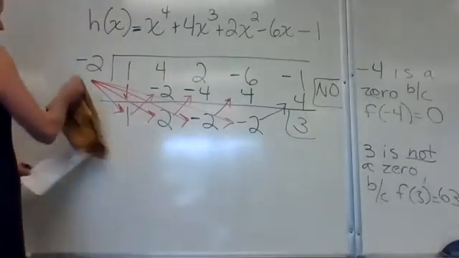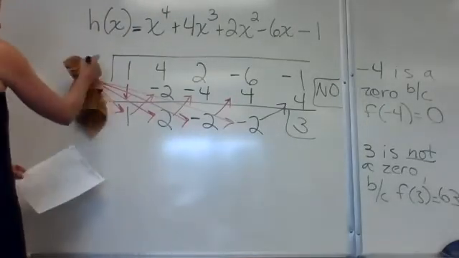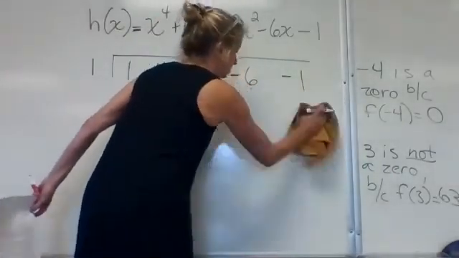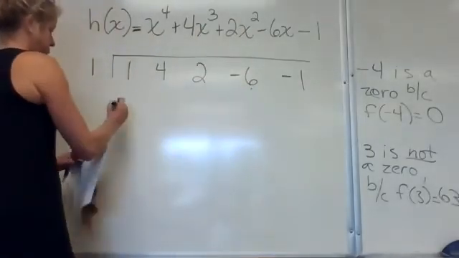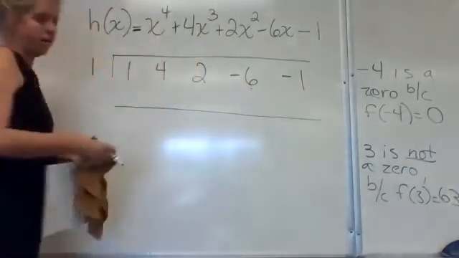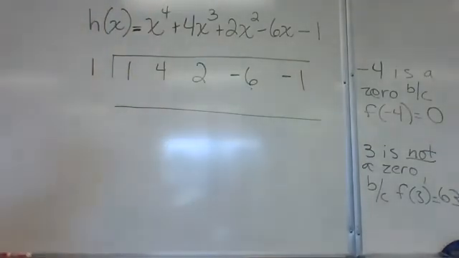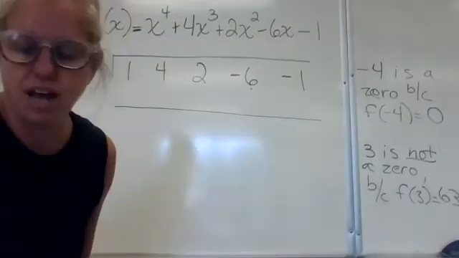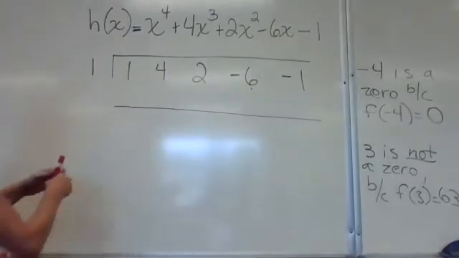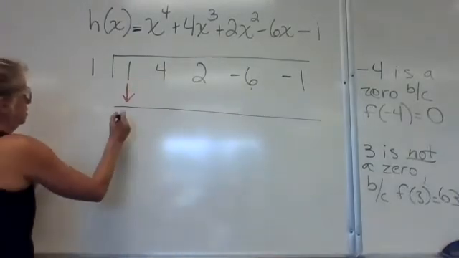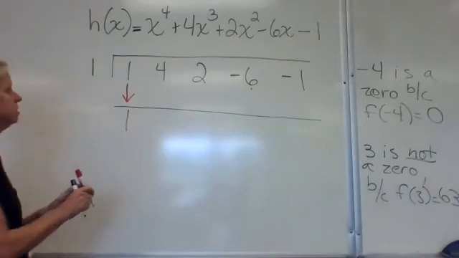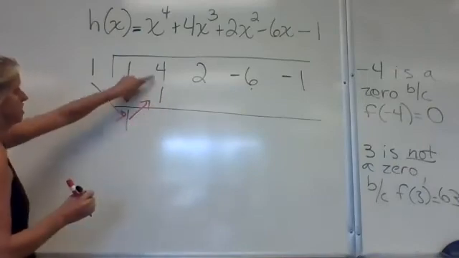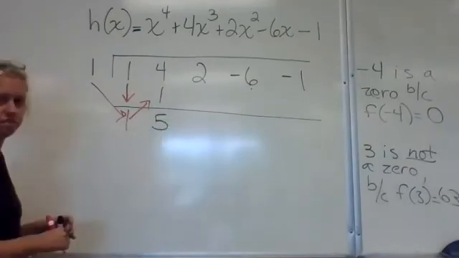Is 1 a 0? So this time, same function. I'm going to use the 1 and see if it is a 0. Now, I'll pause it for a second and let y'all work that real quick. Okay, let's see what we get here. If I drop down the 1, start my process. 1 times 1 gives me 1. Combine these. 4 and 1 gives me 5.